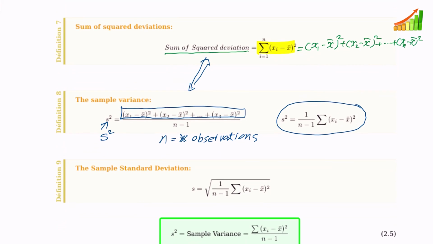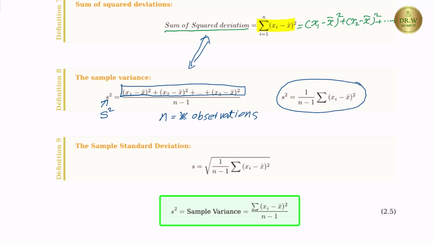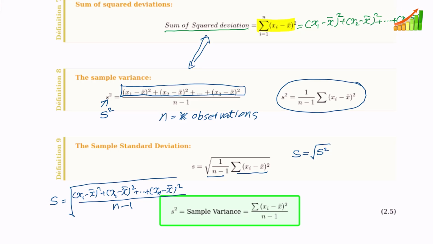Okay, once you calculate the sample variance, how do you calculate the sample standard deviation? The notation is S. So S equals the square root of the sample variance. That means S equals the square root of summation xi minus x bar to power 2 divided by n minus 1. In simple form, we can write S equals x1 minus x bar to power 2 plus x2 minus x bar to power 2 up to xn minus x bar to power 2, divided by n minus 1, then get the square root of that. That is the sample standard deviation.